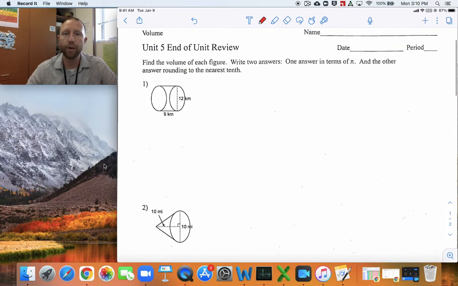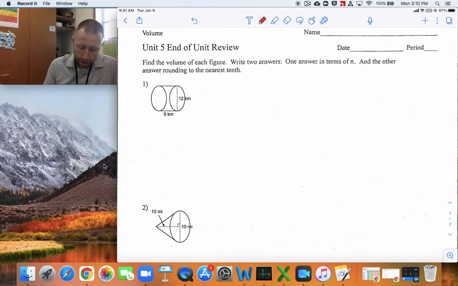The first thing I always like to do, doesn't matter what information the question gives me, I know it's a volume problem. I mean, that's what this second half of Unit 5 is all about. First thing I like to do is write out the formula. So that's what I'm going to do for each one of these.